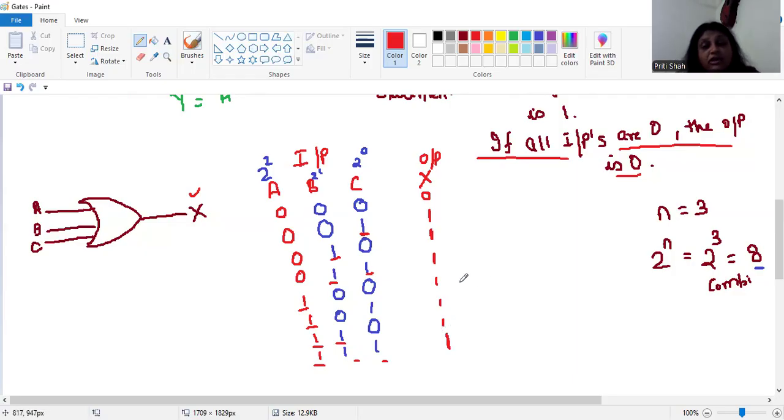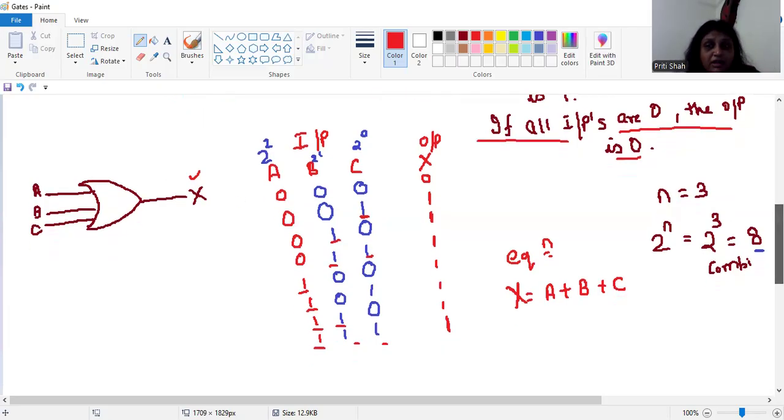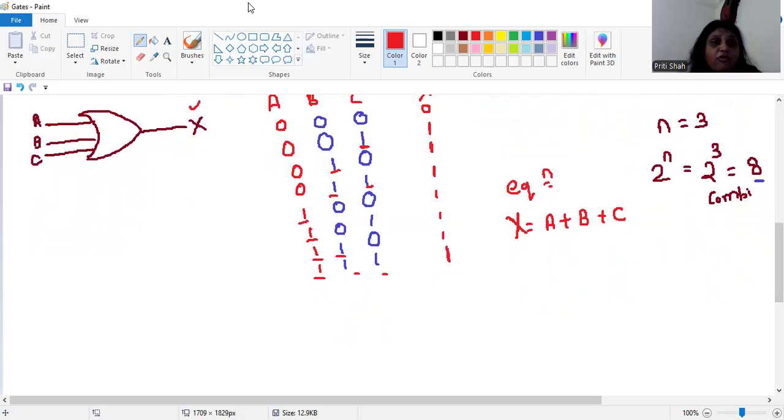Now, how do we write the equation for this? The equation will be y is equal to A or B or C. I hope that is clear. Instead of y, we have to write x, my bad, because we have written x here. And now I want everybody to try forming a 4-input OR gate. This is the homework.